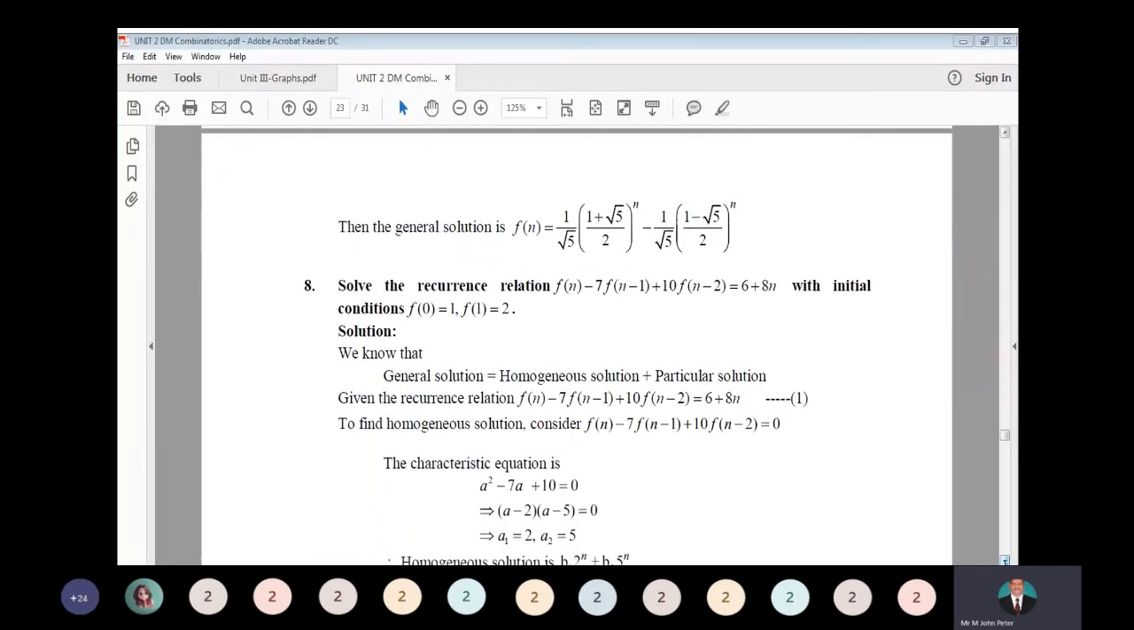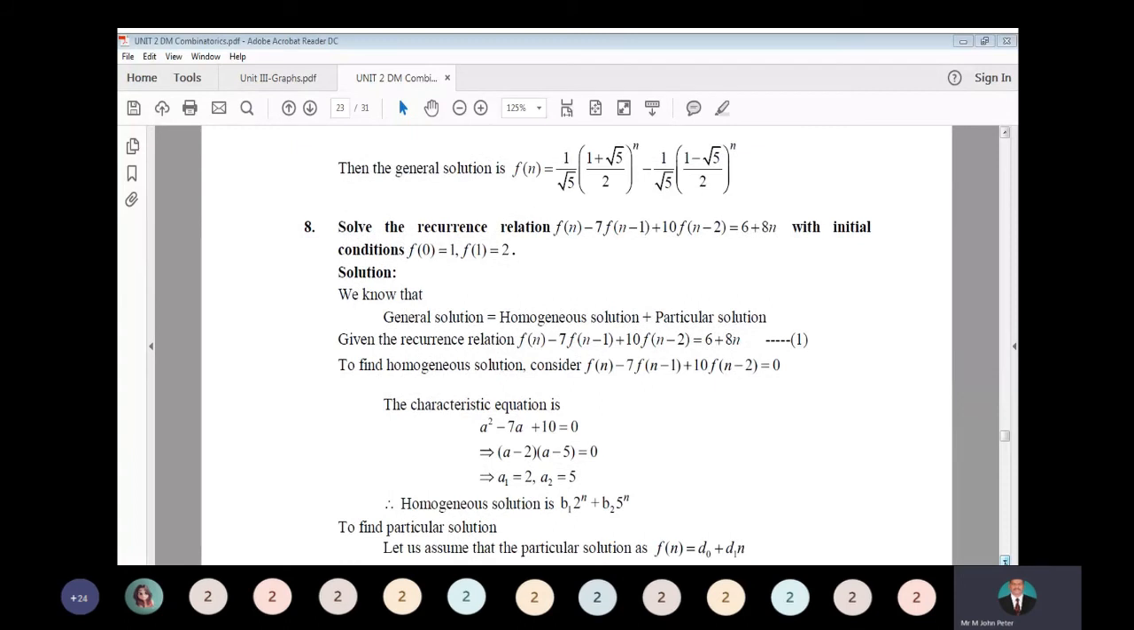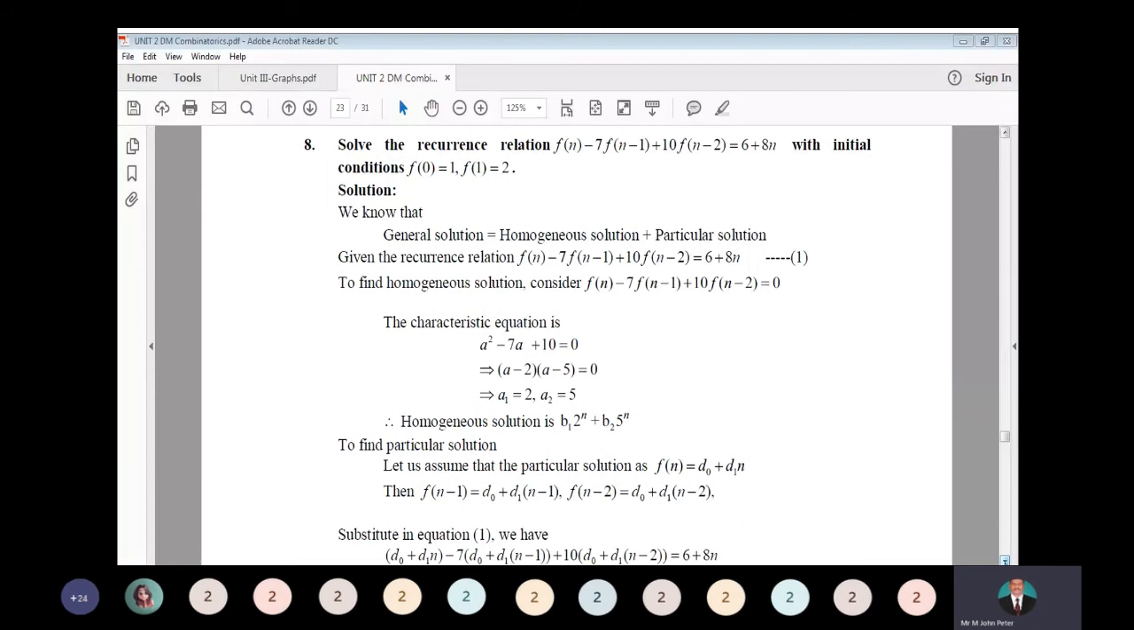Solve the recurrence relation f of n minus 7 f of n minus 1 plus 10 into f of n minus 2 is equal to 6 plus 8n, with the initial conditions f of 0 equal to 1 and f of 1 equal to 2. So the general solution is the homogeneous solution plus the particular solution. The given one is a second order equation: f of n minus 7 f of n minus 1 plus 10 f of n minus 2 equal to 6 plus 8n.